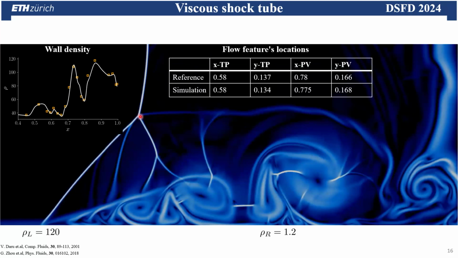And the results with reference data, you can see them here. We have the locations of flow features, which are in quite good agreement. And also in this plot, you can see the profile of the density at the wall, which, apart from some locations, is in general in very good agreement with the reference.